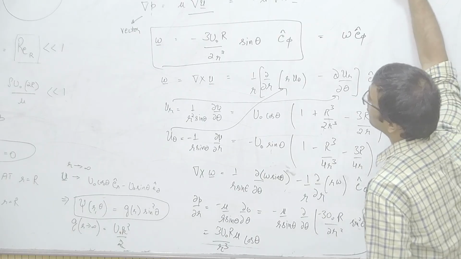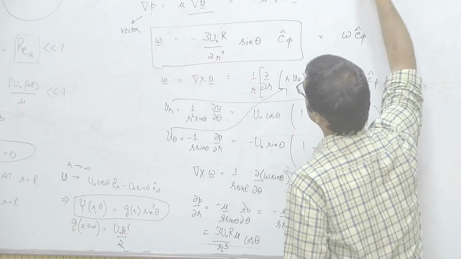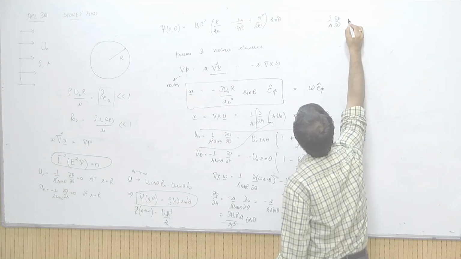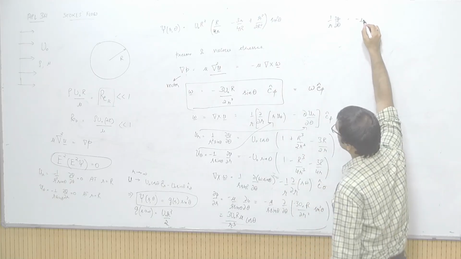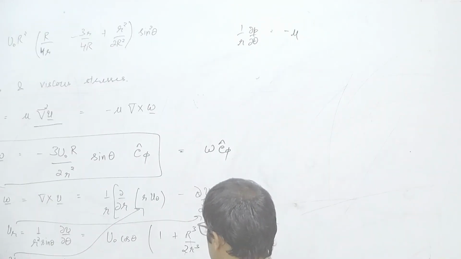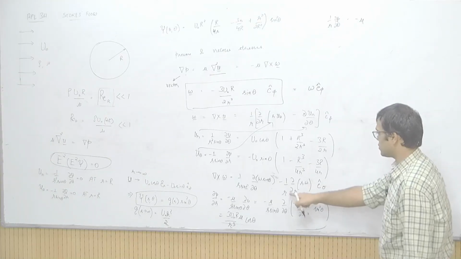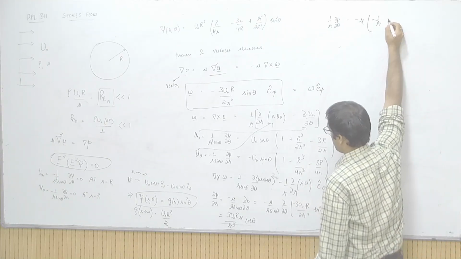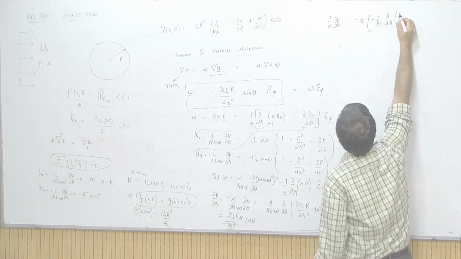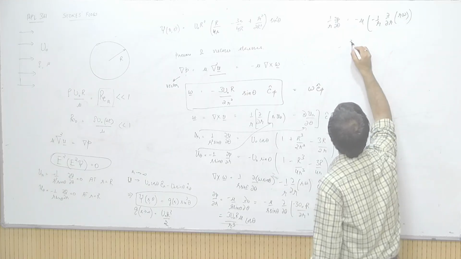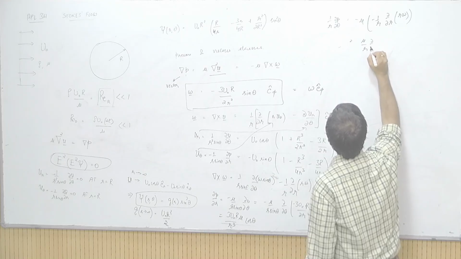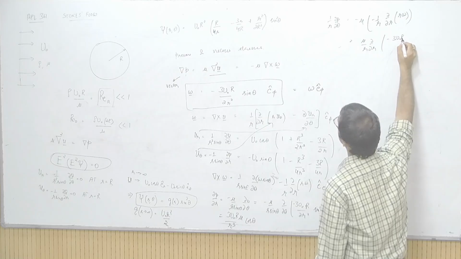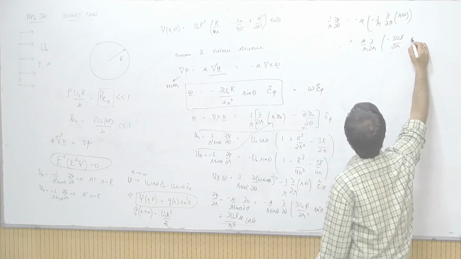Let's calculate del p by del theta. So grad p, the theta component of grad p is 1 by r del p by del theta. That will be minus mu times the theta component of this guy, which is minus 1 by r del r r omega. So this is mu by r del r of minus 3 u naught capital R by 2 r sin theta.